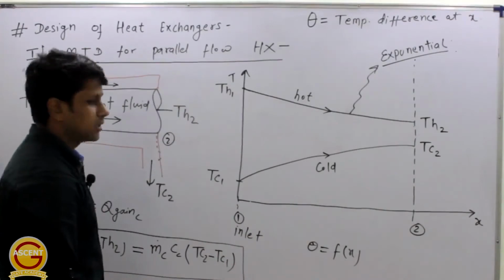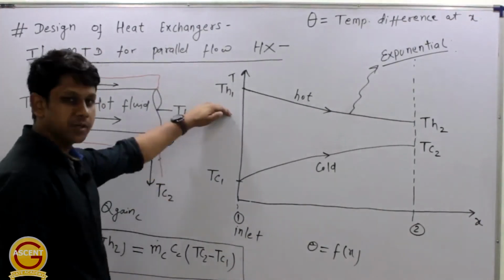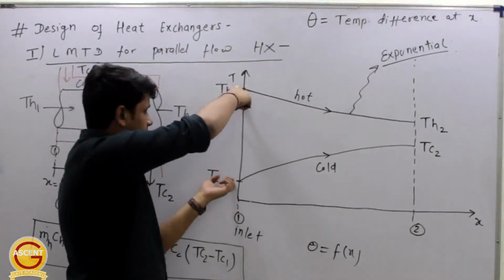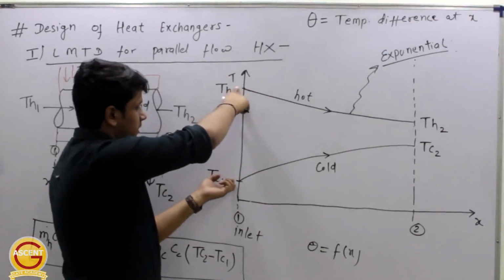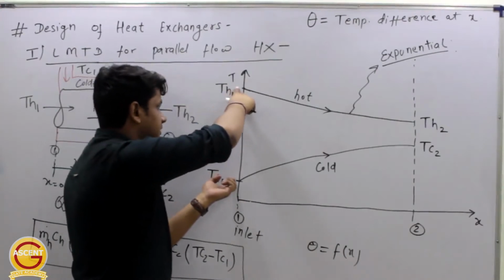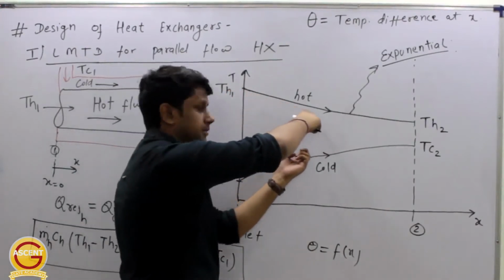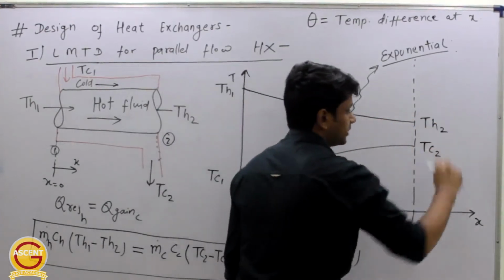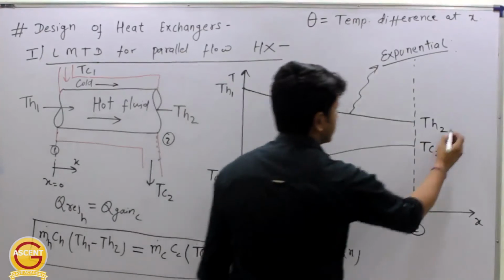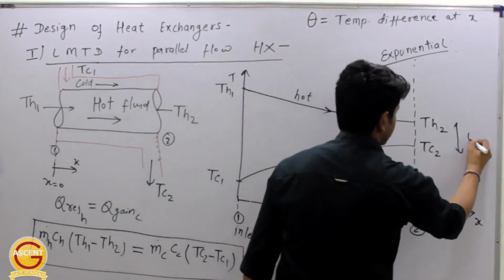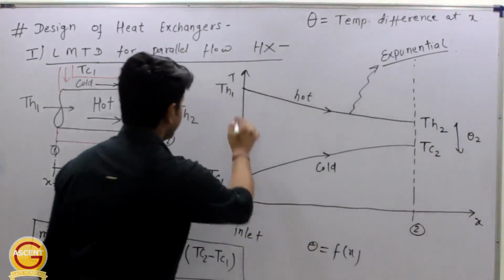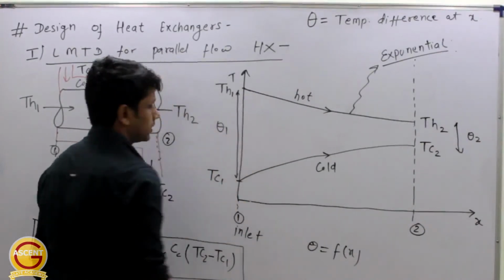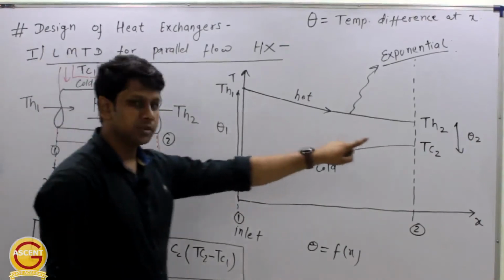At inlet, if you see, what is the value of theta? It is Th1 minus Tc1, right? The temperature difference, and it is quite high. This much is the temperature difference here. But as we move ahead in the direction of x, this theta keeps on decreasing, right? And it reaches a minimum value of theta2 at the exit location, right? So here it is theta2, and at inlet it is theta1. Right? 1 is for inlet, 2 is for outlet.